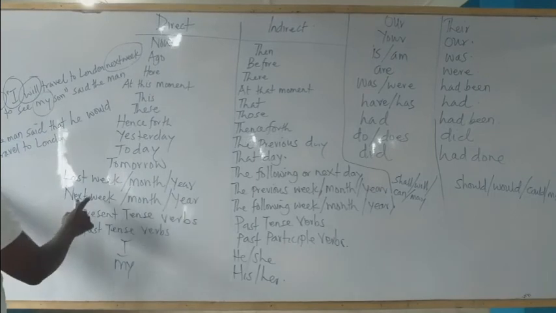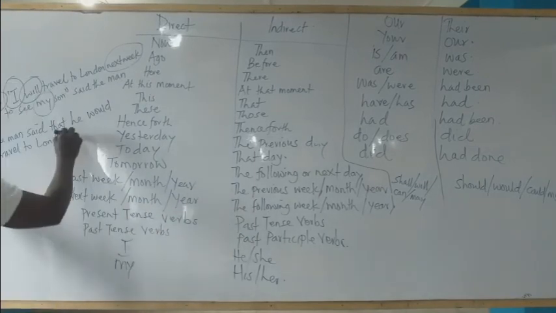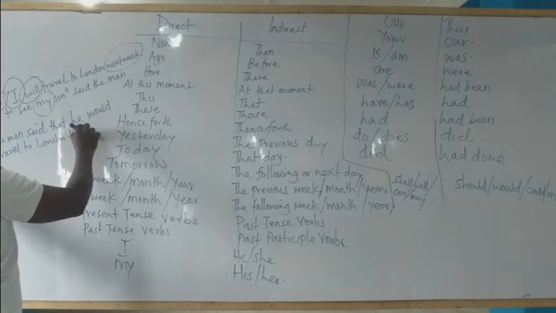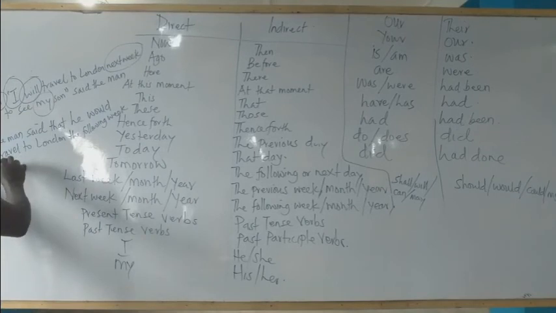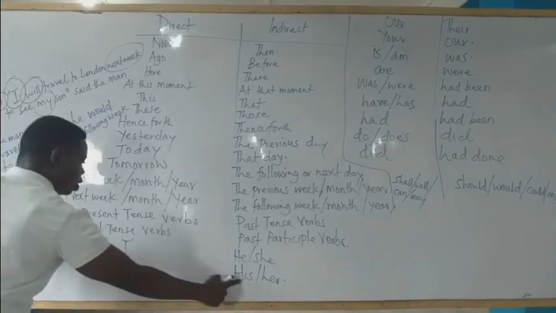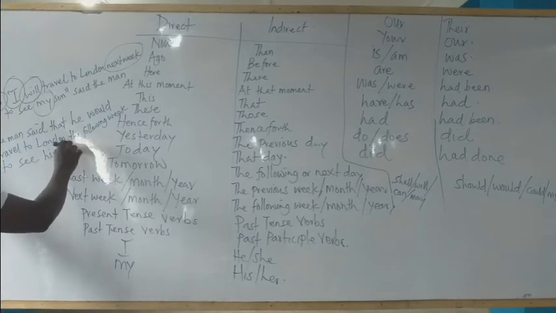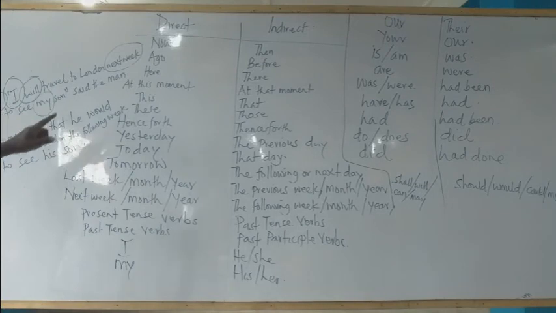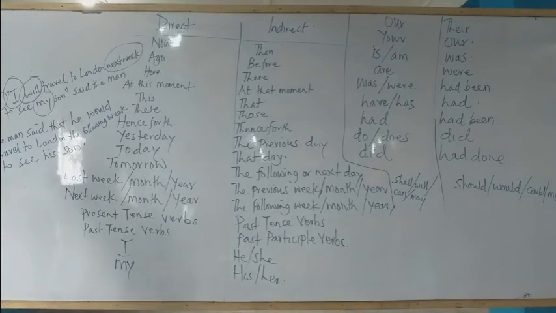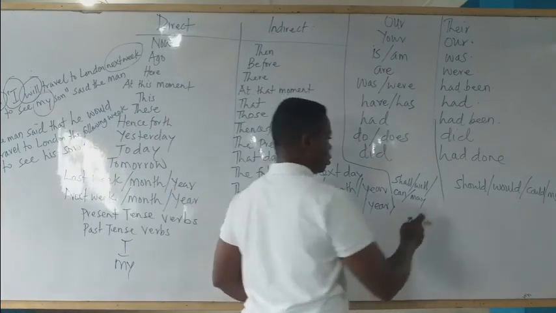Now, next week, we change the word to the following week. You travel to London the following week, to see my, we change the word, to see his son. That's all. I will travel to London next week to see my son, said the man. In reported form, we change the word. The man said that he would travel to London the following week to see his son. That's example 1.